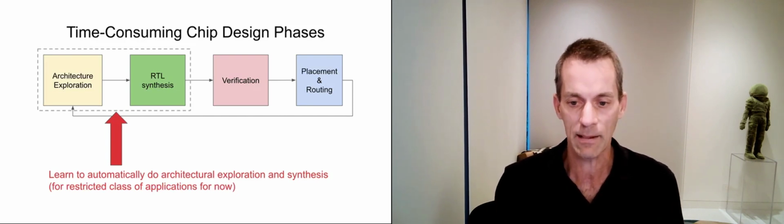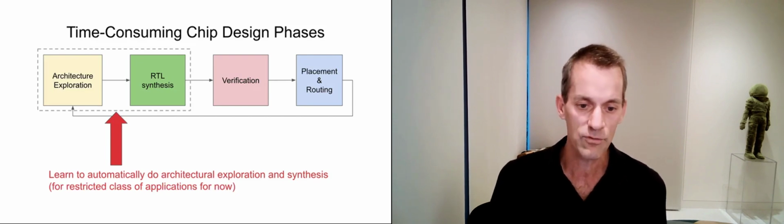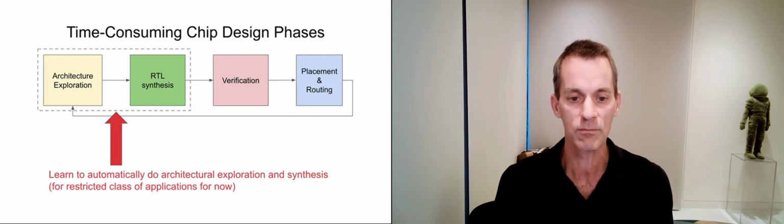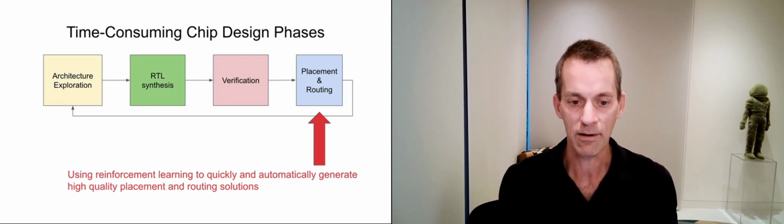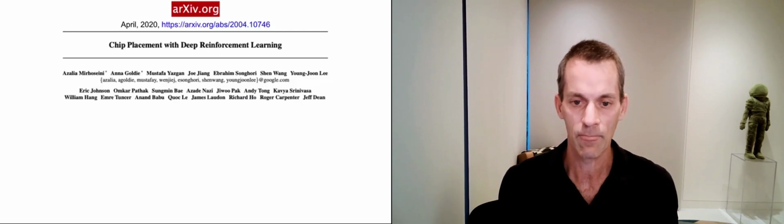Can we learn to automatically do architectural exploration and synthesis? And we've been starting with a restricted class of applications for now, but eventually want to expand that to broader sets. Okay, so let's talk about each one. First, placement and routing. Using reinforcement learning to quickly and automatically generate high-quality placement and routing solutions.